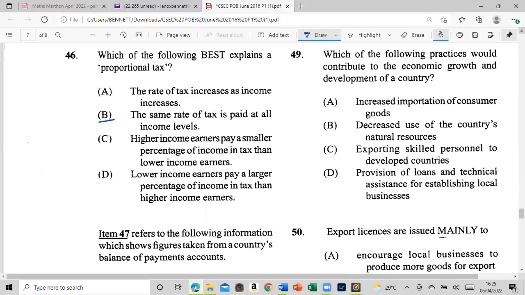49. Which of the following practices would contribute to economic growth and development of a country? A, increased importation of consumer goods. That definitely can be a solution. Increased importation, that's so stupid. Exportation is better. B, decreased use of the country's national resources. No, we want to increase the national resources. C, exporting skilled personnel to developing countries. No, that is the worst, brain drain. So it has to be D, provision of loans and technical assistance in establishing local businesses.